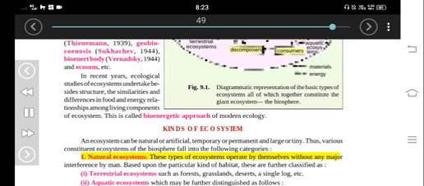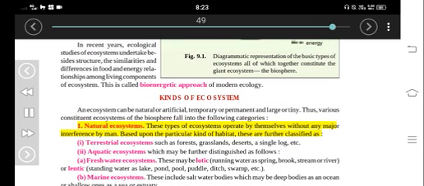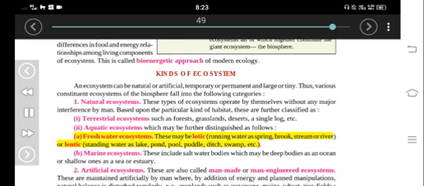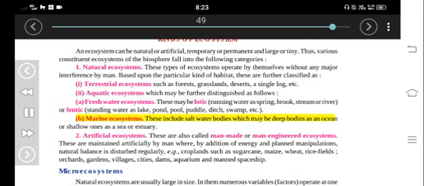One. Natural ecosystems. These types of ecosystems operate by themselves without any major interference by man. Based upon the particular kind of habitat, these are further classified as: i. Terrestrial ecosystems such as forests, grasslands, deserts, a single log, etc. ii. Aquatic ecosystems, which may be further distinguished as follows. A. Freshwater ecosystems. These may be lotic, running water as spring, brook, stream or river, or lentic, standing water as lake, pond, pool, puddle, ditch, swamp, etc. B. Marine ecosystems. These include saltwater bodies, which may be deep bodies as an ocean or shallow ones as a sea or estuary.